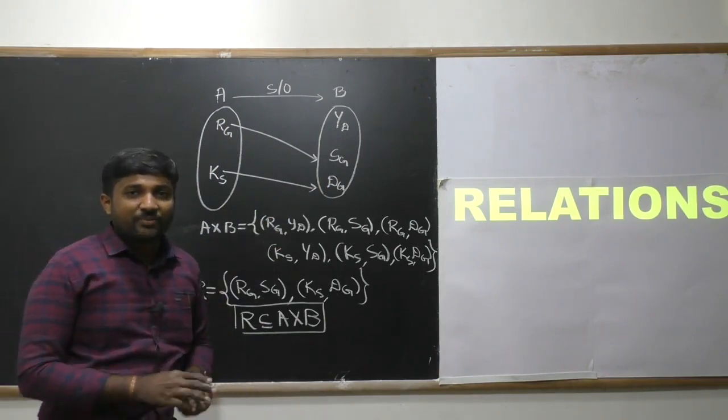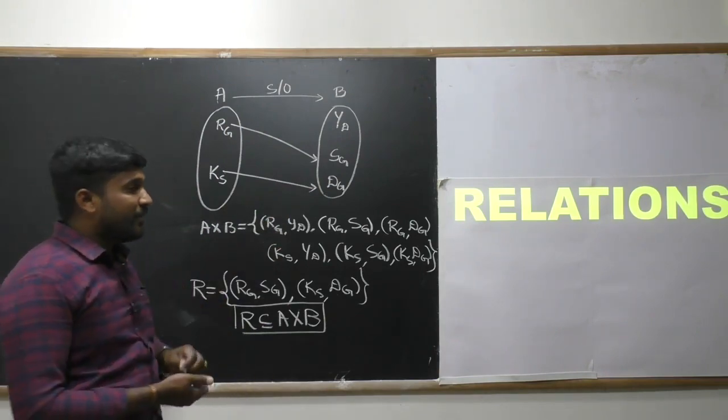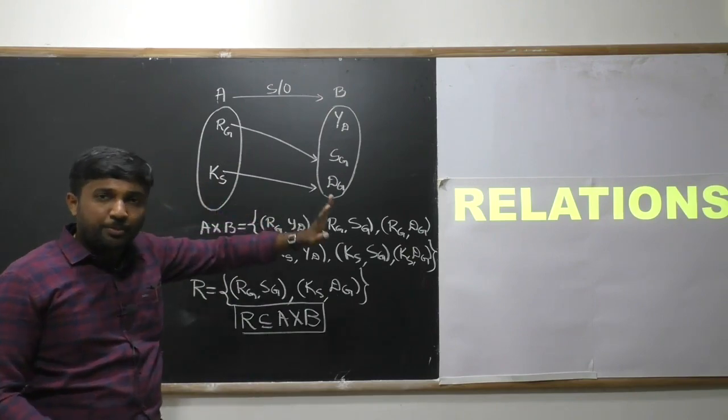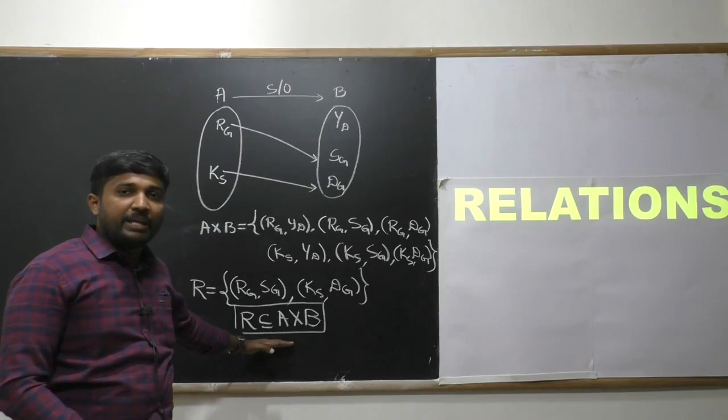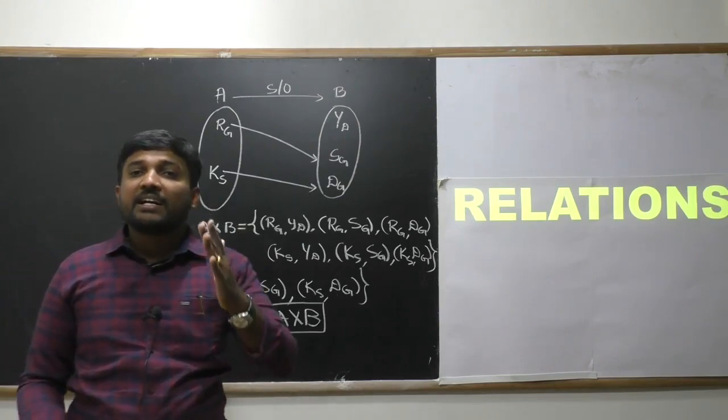Dear students, what is the formal definition of relation? We say that R is a relation from set A to B if R is a subset of A cross B under the given condition.